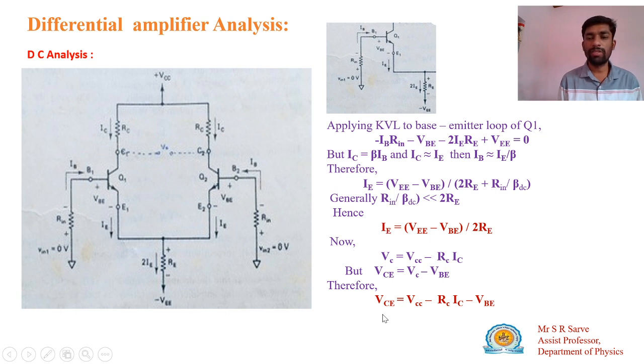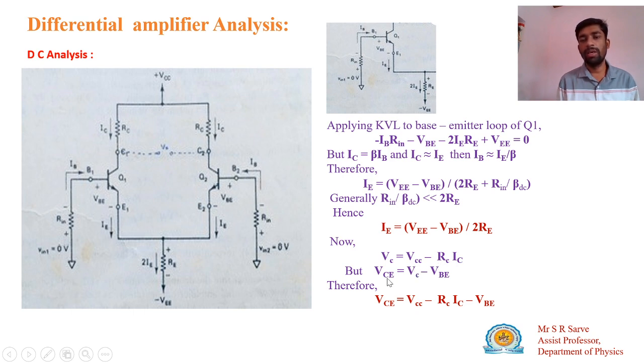Now we will go for the second, the voltage across collector emitter. So here observe what the potential at the collector is. The potential will be this potential minus the potential drop at this collector resistance. So we will write this equation as the voltage at this collector terminal is equal to VCC minus the potential drop across this collector resistance, so VCC minus RC into IC.